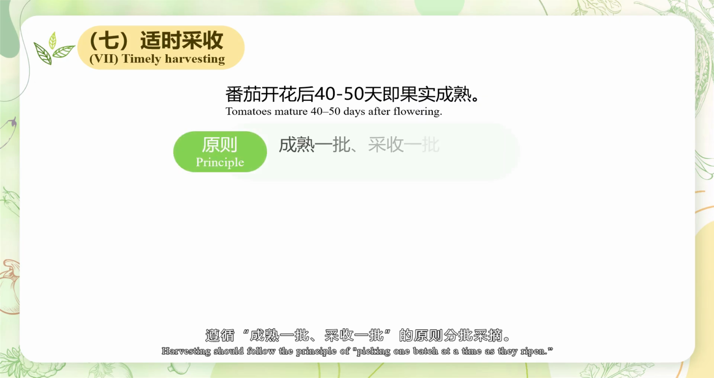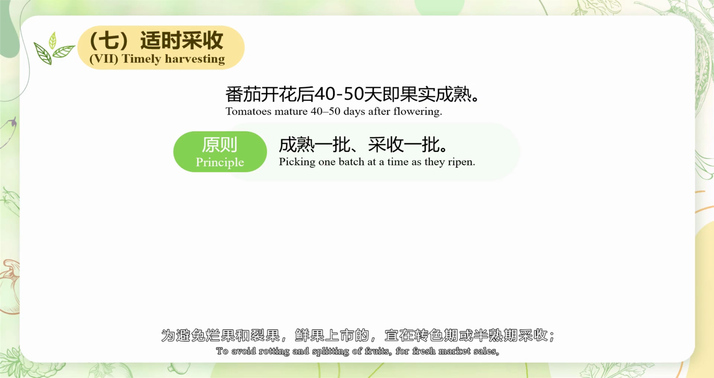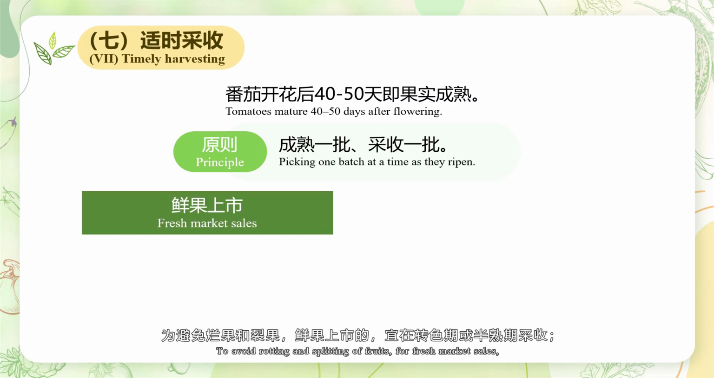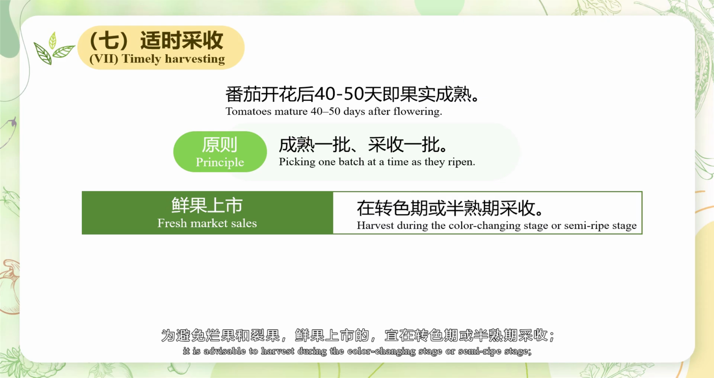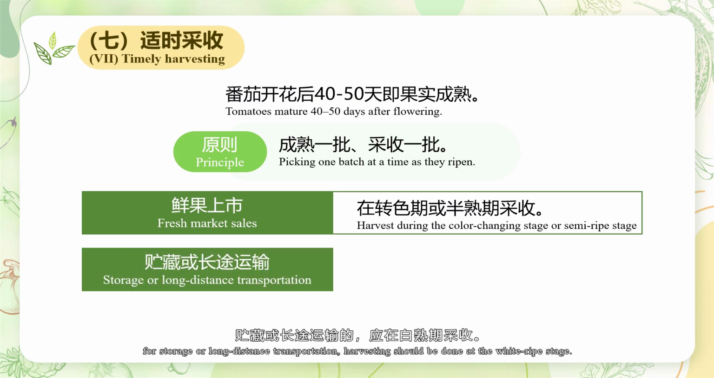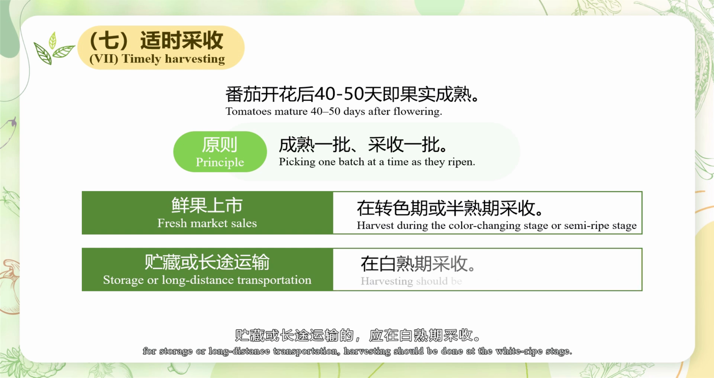Harvesting should follow the principle of picking one batch at a time as they ripen to avoid rotting and splitting of fruits. For fresh market sales, it is advisable to harvest during the color-changing stage or semi-ripe stage. For storage or long-distance transportation, harvesting should be done at the white ripe stage.